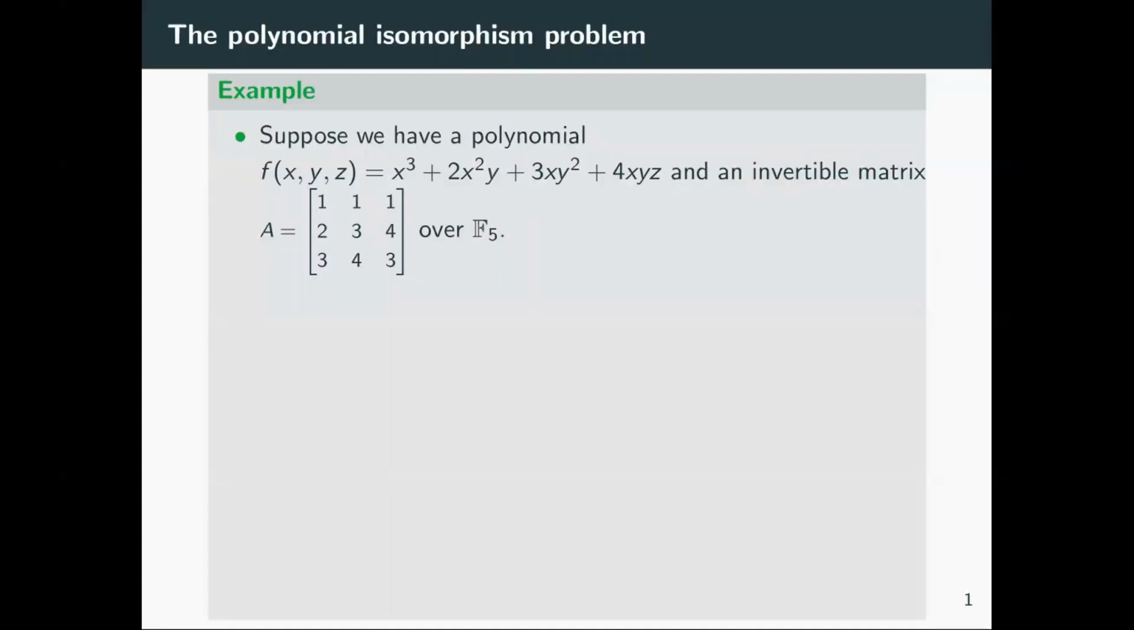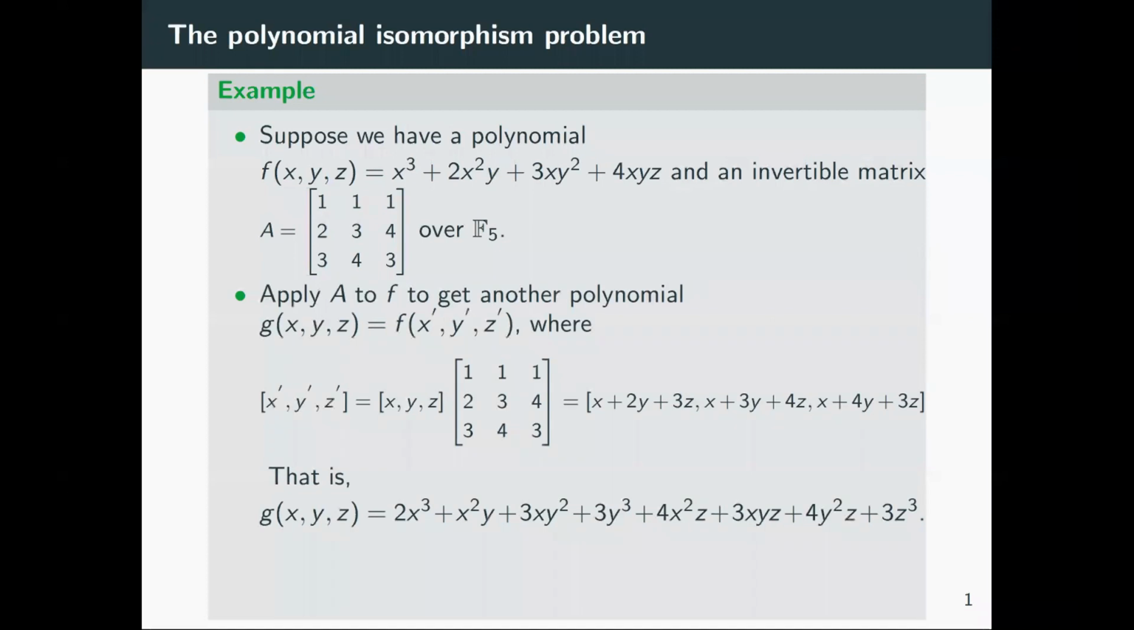The problem of polynomial isomorphism has many applications in different areas, such as cryptography. What's the problem of polynomial isomorphism? Let's look at an example to understand this problem. Suppose we have a polynomial of degree 3 over a finite field of order 5. Here we choose the polynomial f(x,y,z) = x cubed plus 2x squared y plus 3xy squared plus 4xyz. And then we have an invertible matrix A, also over F5.